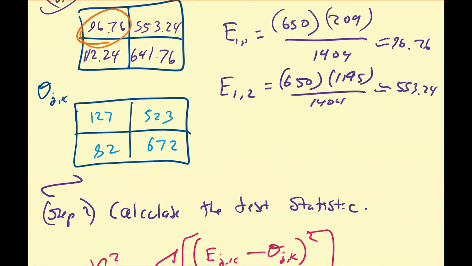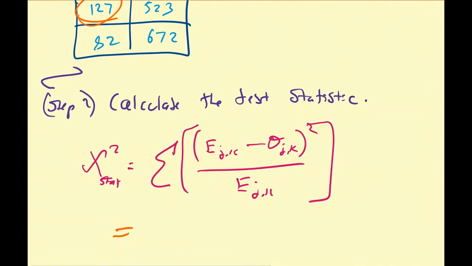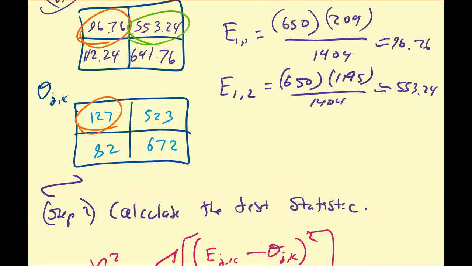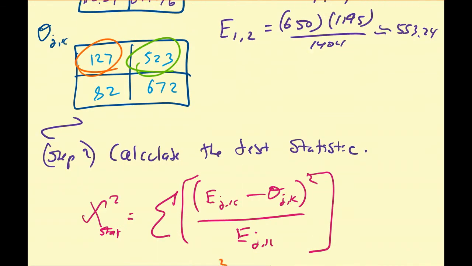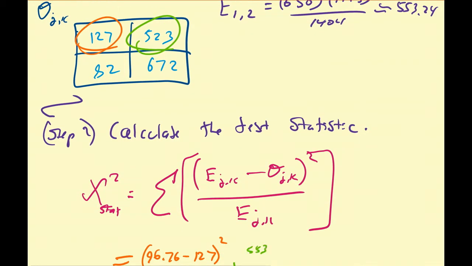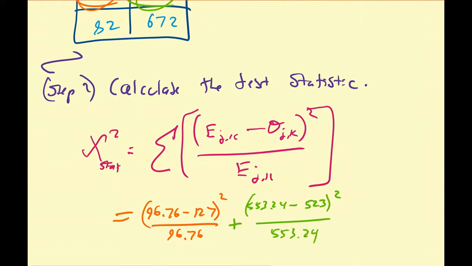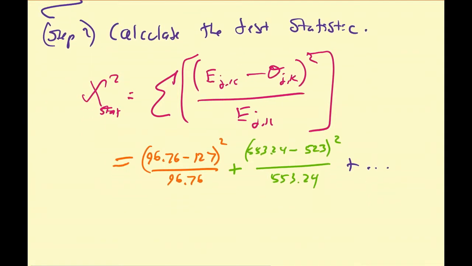Plus, then we move across the entire table. So 553.24 and 523 are the numbers we subtract, squared, all divided by 553.24. And we do this for all values in the whole table. Once we go through that process, and this is easily done in Excel, you get a stat value of approximately 20. So that's going to be our chi-square stat value.